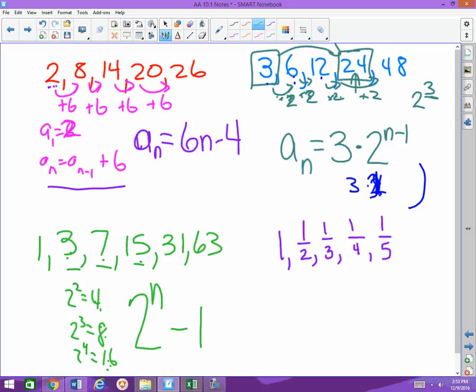Now think about that. 2 to the second term is 2 squared, which is 4, minus 1 is 3. 2 to the first term would be 2 minus 1 is 1. This last one here, we have 1, 1/2, 1/3, 1/4, so it is 1 over n is the nth term. Some of them may be a little more difficult, you're just going to have to try to figure them out from there.